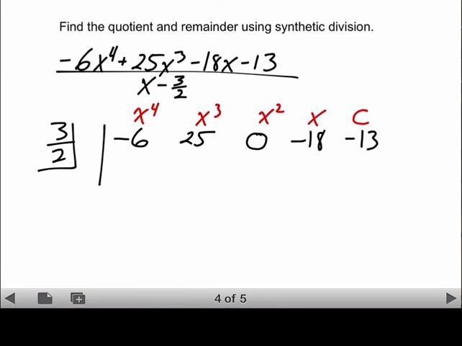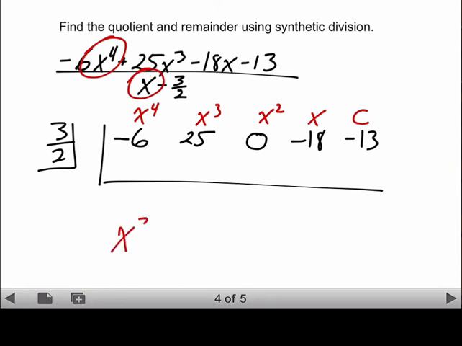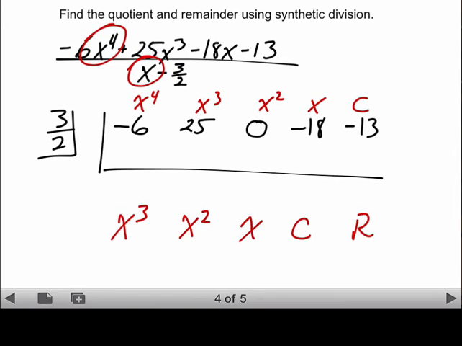If we consider what kind of answer we're going to get, we know the first term in the answer is going to be the result of essentially dividing x to the 4th by x. And so it's going to be x cubed. Then they're going to decrease one by one, x squared, x, constant, and then finally the last number we get is going to be our remainder. And remember, we bring the first coefficient down, in this case negative 6, and then we multiply and add.